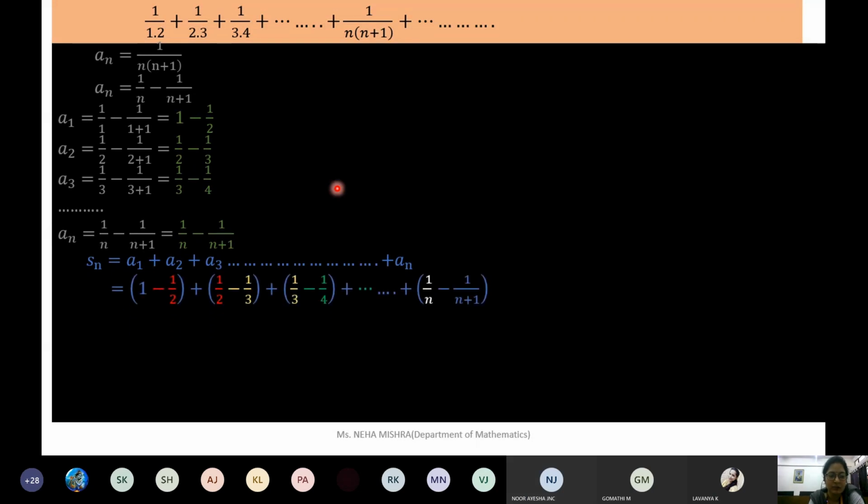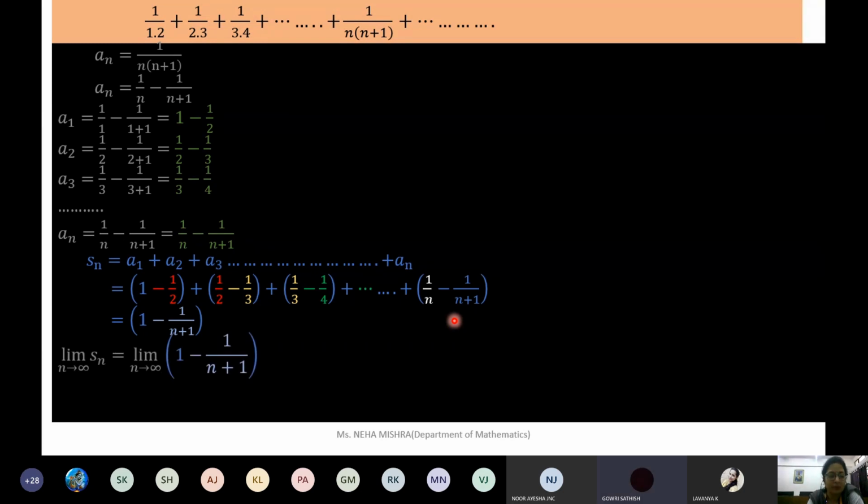Very good. Now we will substitute their values. If you see, some of the terms will get cancelled out. Minus 1 by 2 will get cancelled with plus 1 by 2, minus 1 by 3 will get cancelled with plus 1 by 3 and so on. So what will be the answer for this? If you cancel out the terms, what will you get at the end? 1 minus 1 by n plus 1. Very good. Now we got our Sn. What are we supposed to do next? Take the limit, ma'am. Good.